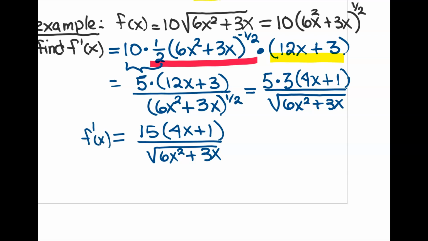So here's my derivative. I used the chain rule, and then I just did a bunch of algebra to clean it up.